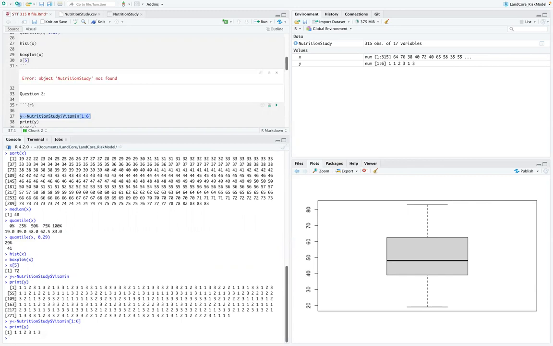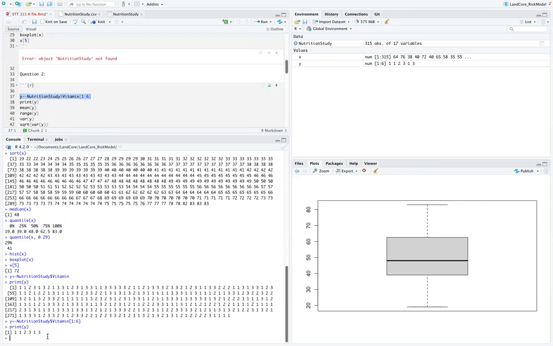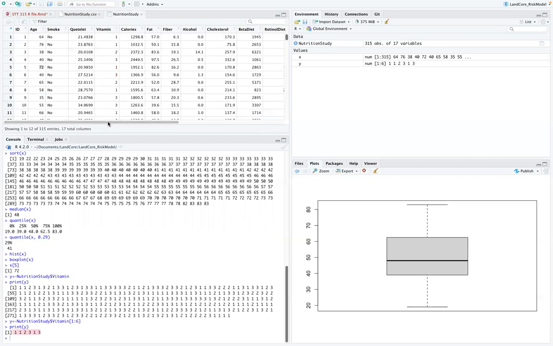Okay, so I printed my Y, that's what we're working with. And if we want to double check that it's giving us the correct thing, we can look at vitamin, and we're interested in only the first 6 people. So we have 1, 1, 2, 3, 1, 3. So that matches what R gave us. But this is where it would be in the table.